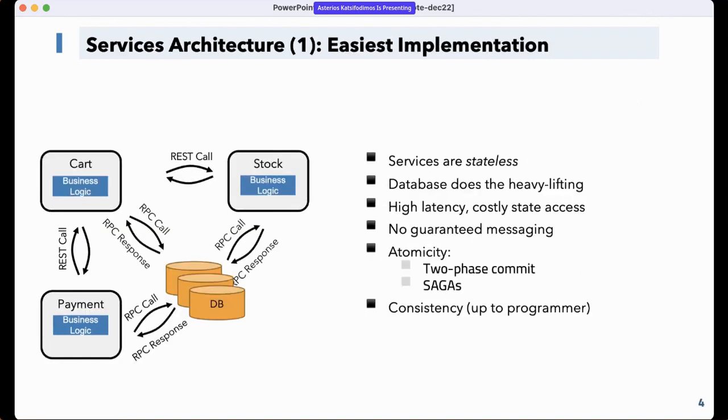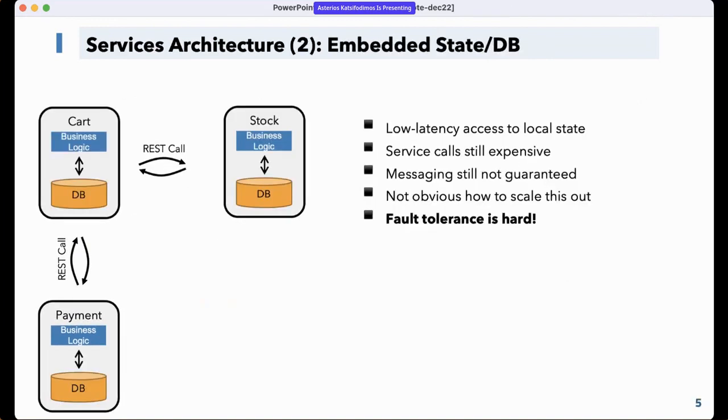Now, let's make this service a bit faster. Let's say that we will take the database and put it inside, let's say, the container in the cloud that is running the business logic. What is the result there? It's that database access is going to be much faster. And the problem that we introduce in this case is that the fault tolerance is going to be very hard.